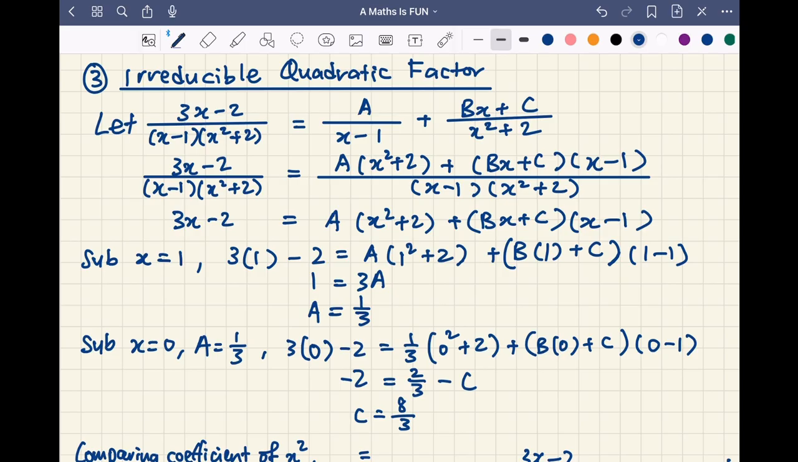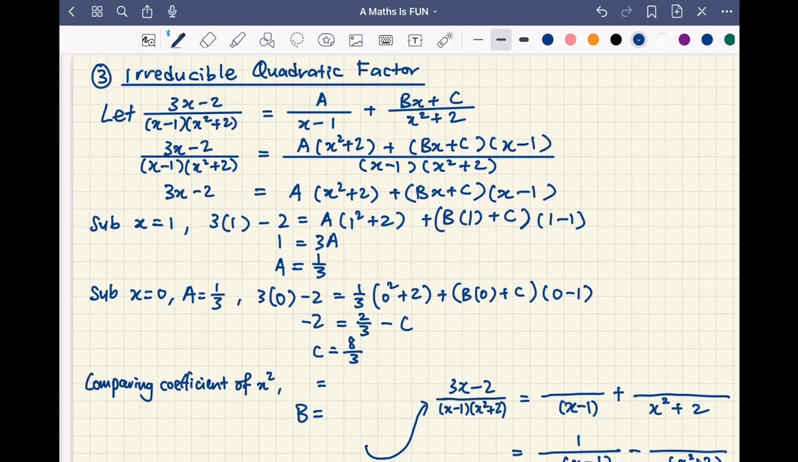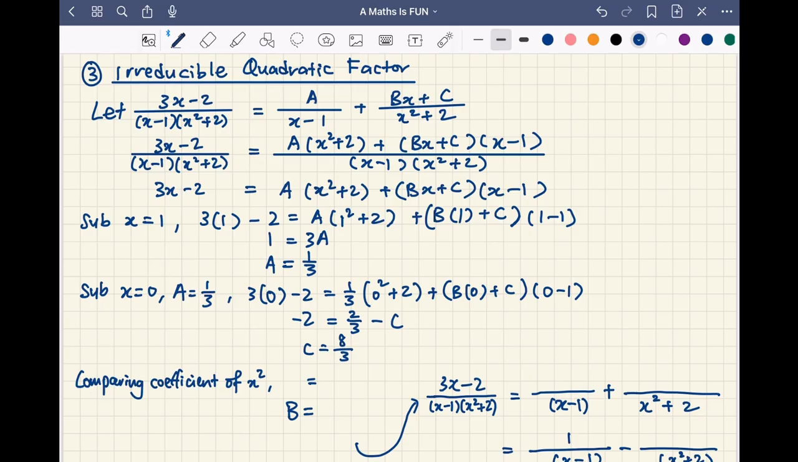So for the final one, which is b, I'm going to do it slightly differently. I'm going to introduce the comparing coefficient method to look for b. All right, so of course we can also sub in some values of x to find b. However, I just want to introduce a different way of doing things, to freshen things up.